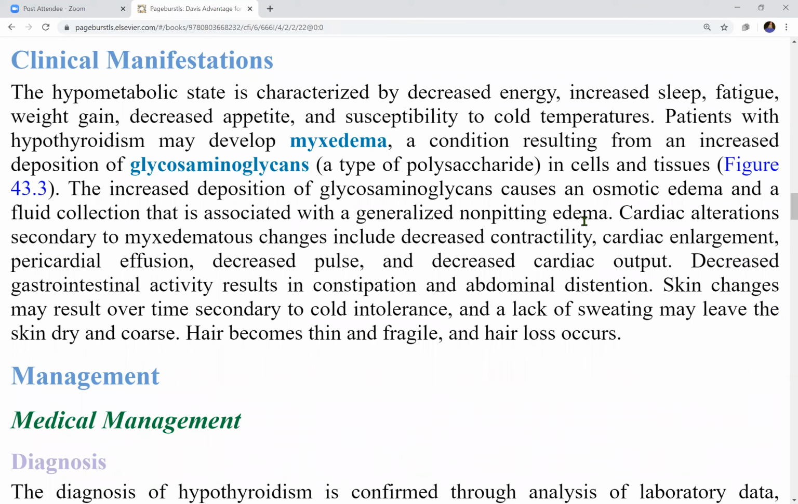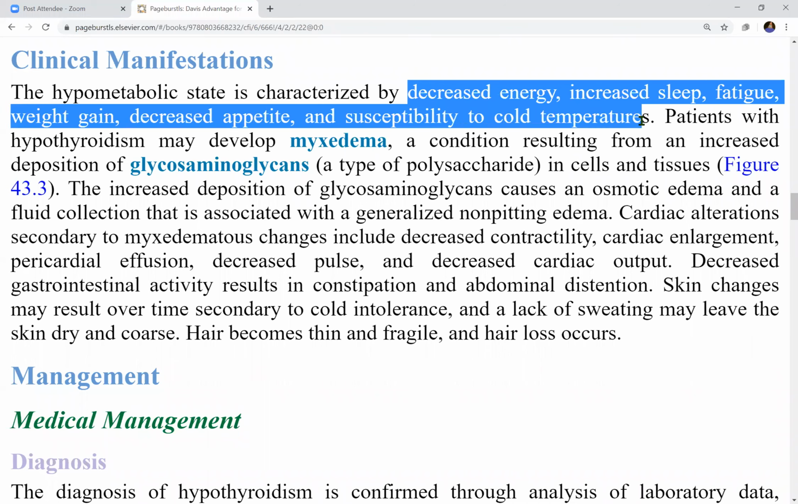So T3, T4 are your primary hormones that control metabolism. Every cell in the body depends on T3, T4 for cellular activity. So therefore, if you have hypothyroidism, your metabolic rate drops significantly. So it would only make sense that when you're in a hypometabolic state, you'll have a decrease in everything. No energy, you're sleepy all the time, you cannot tolerate cold temperatures, no appetite, but yet you gain weight despite not eating enough. This is due to the really slow metabolism.